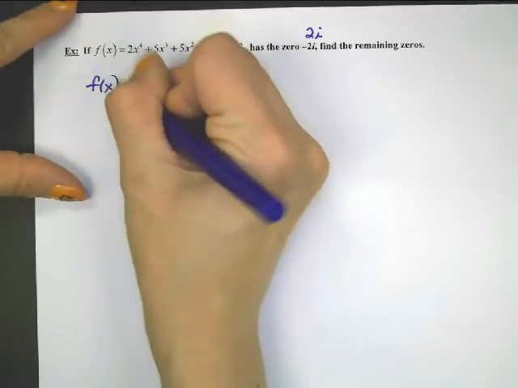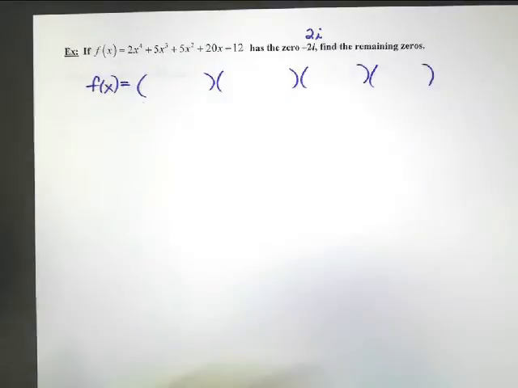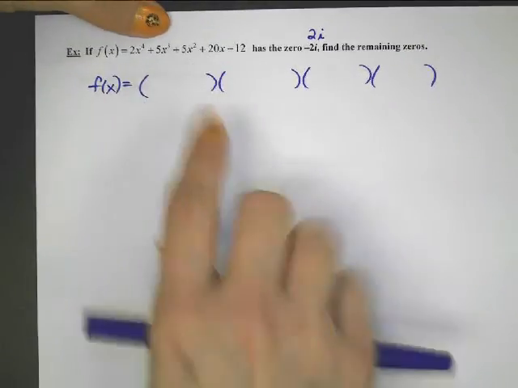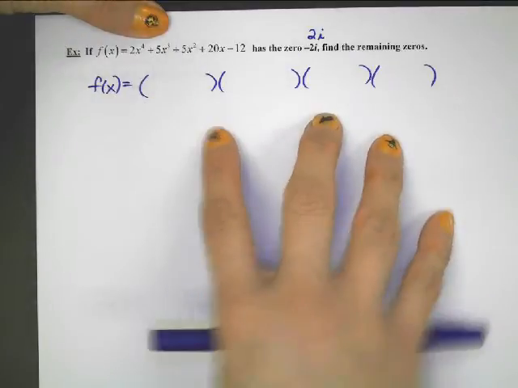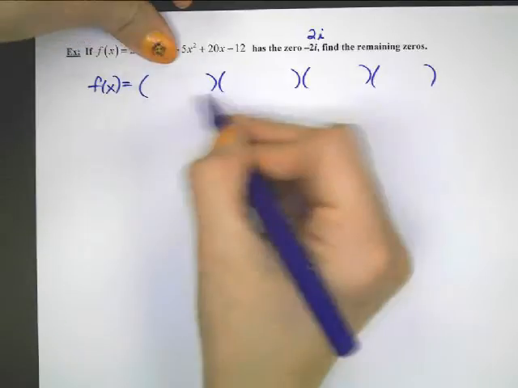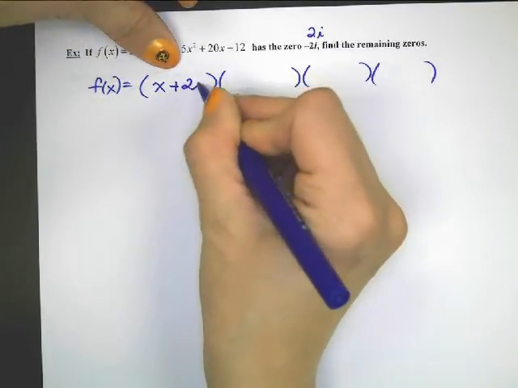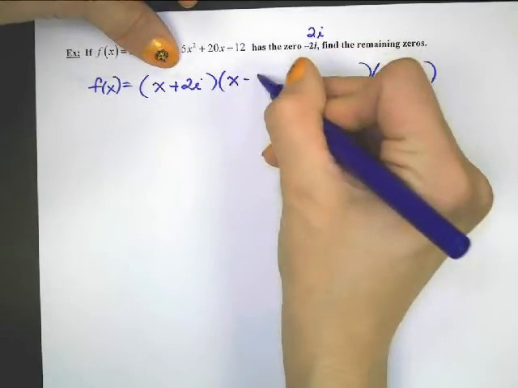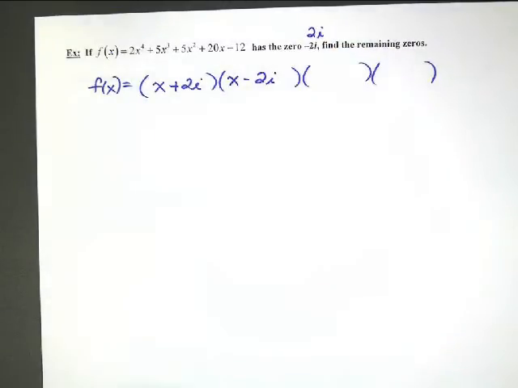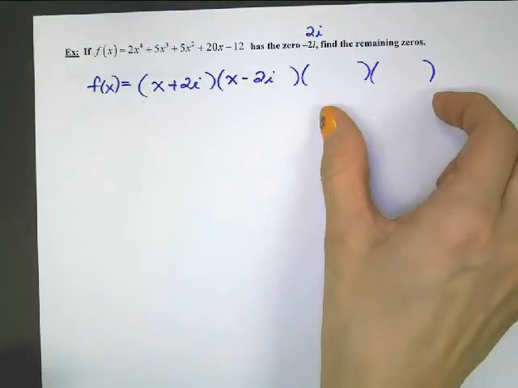So f of x, take a look at this, has 1, 2, 3, 4 sets of parentheses that it's going to get factored into. And how many of them do we already know? We already know 2 of them. So I'm going to fill in 2 of these parentheses already: x plus 2i, x minus 2i. So we already have half of the answer. We just need to find the other half of the answer.